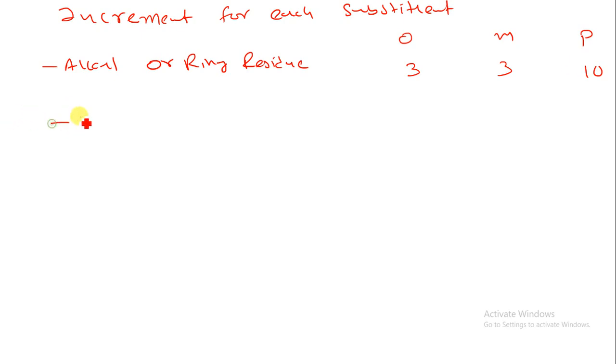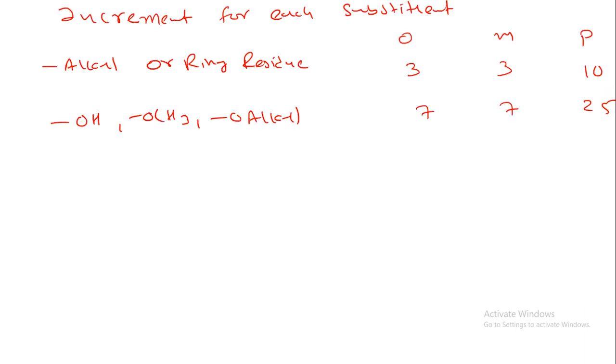Then for an OH group, or OCH3 group, or any O alkyl substituent, for ortho and meta we add 7 nanometer, and for para we add 25 nanometer. Now suppose we have an oxygen minus charge. For ortho we add 11 nanometer, for meta we add 20 nanometer, and for para we add 78 nanometer.